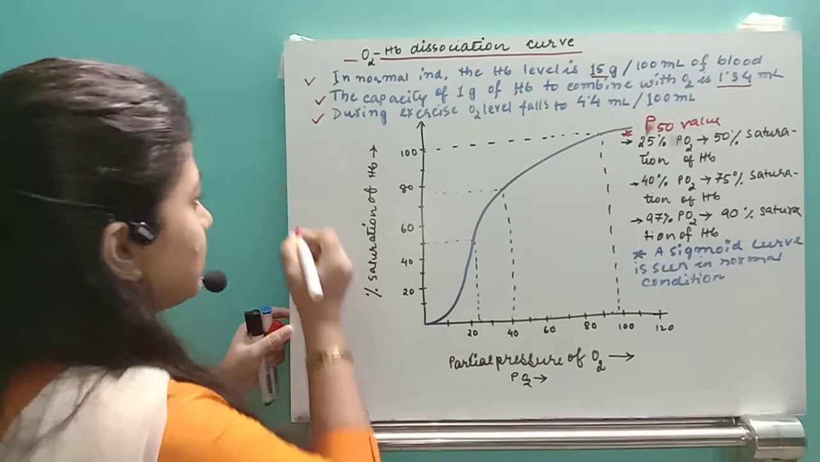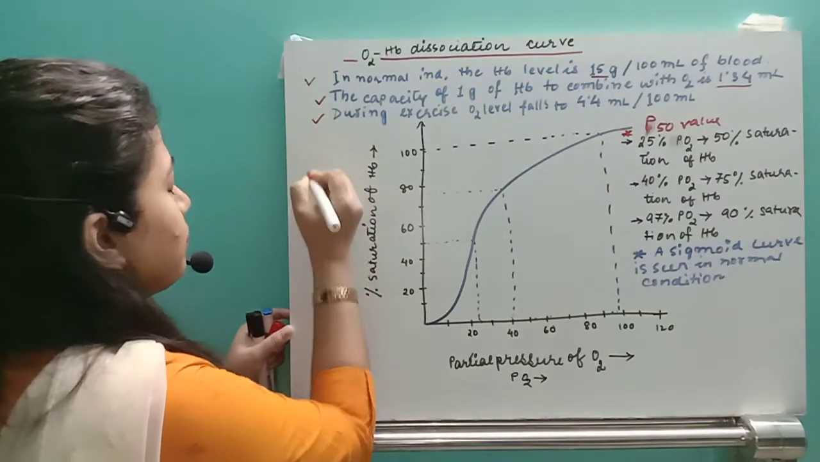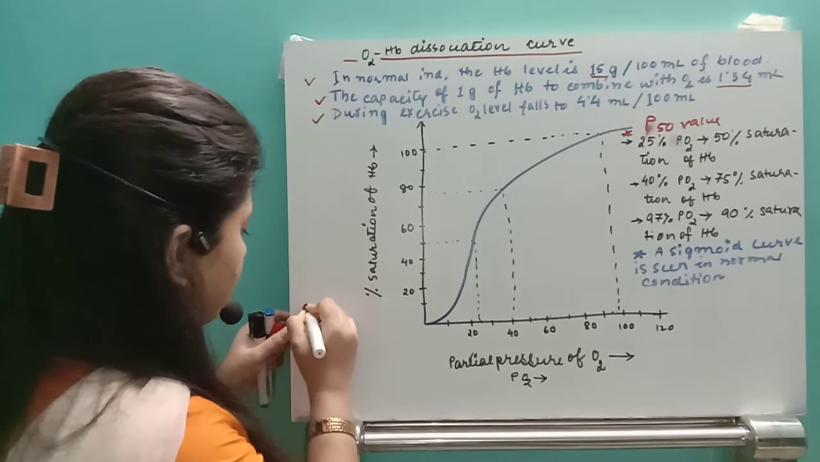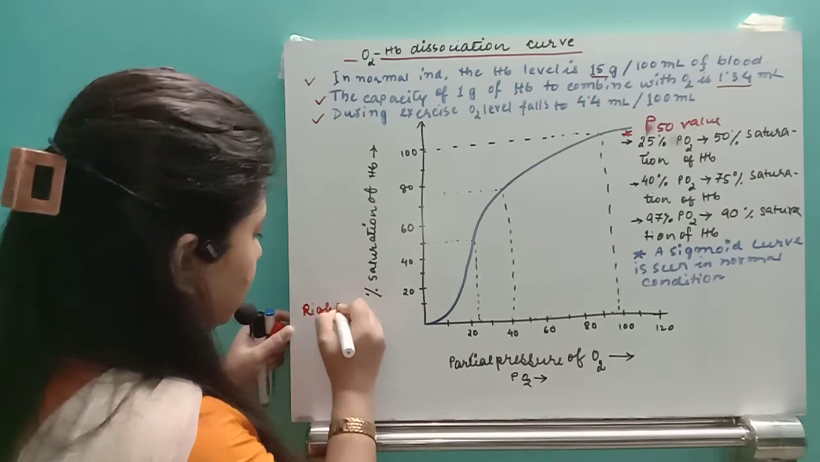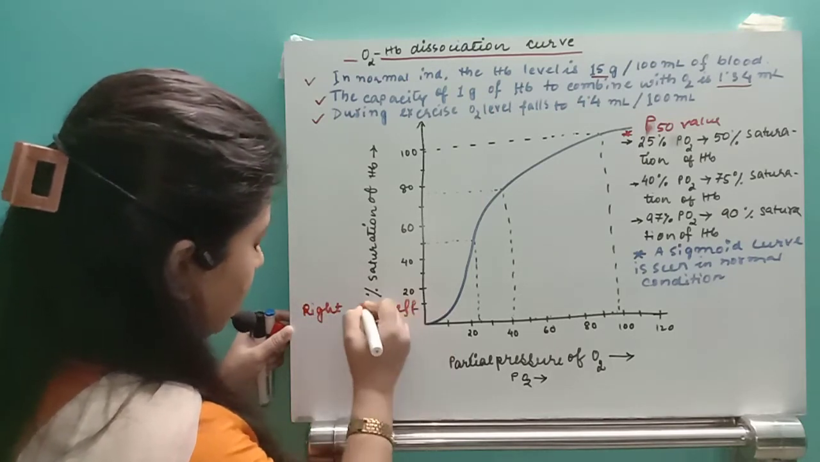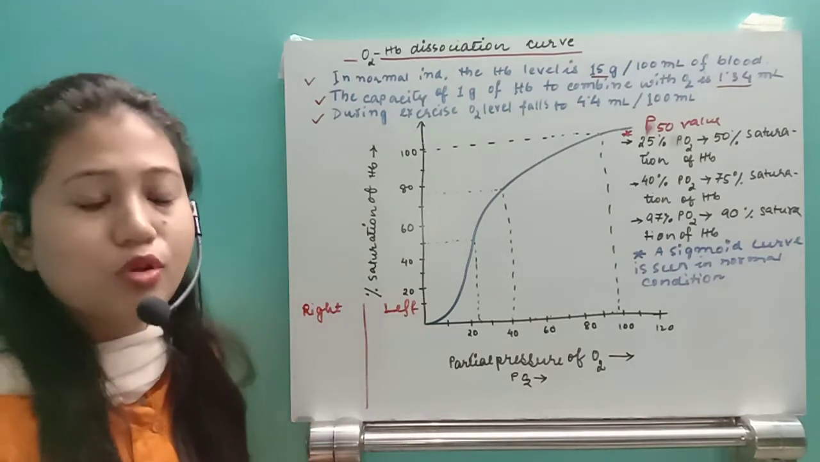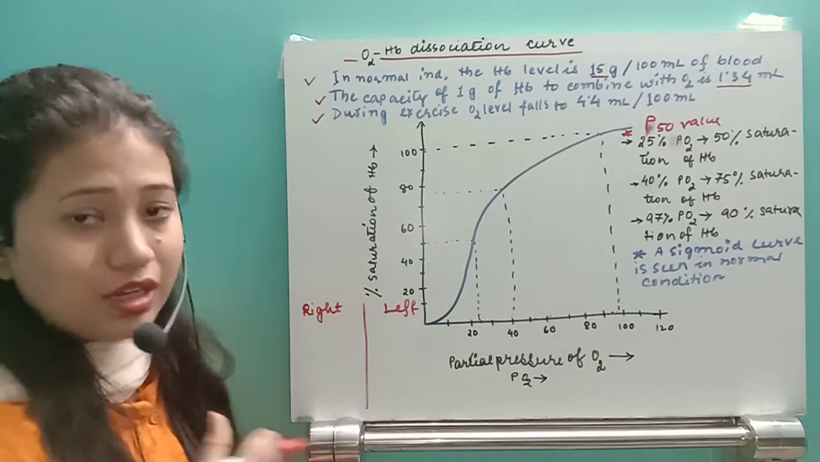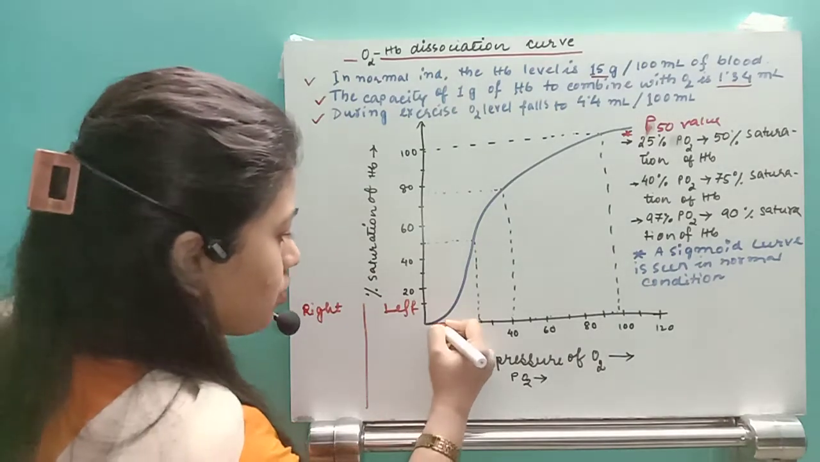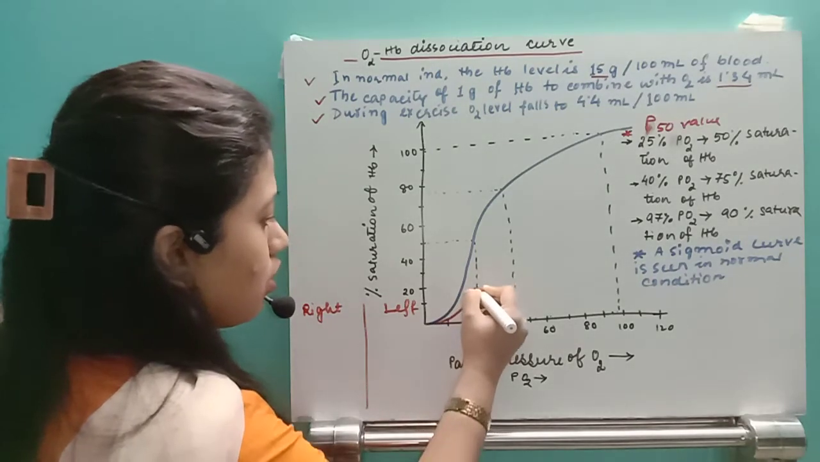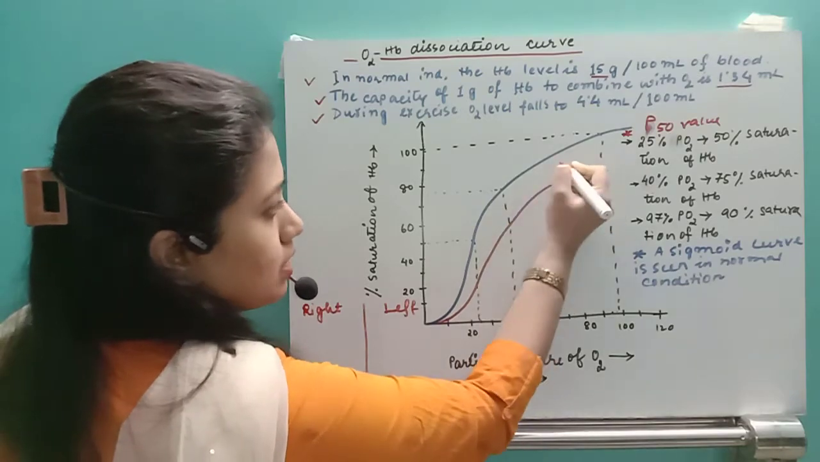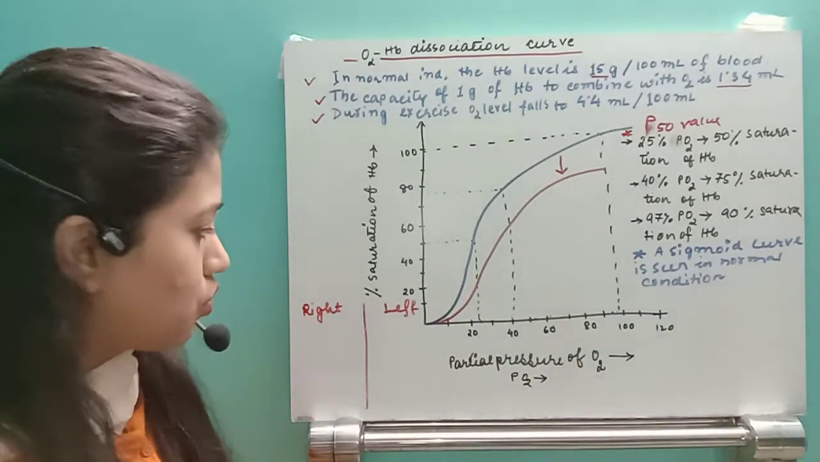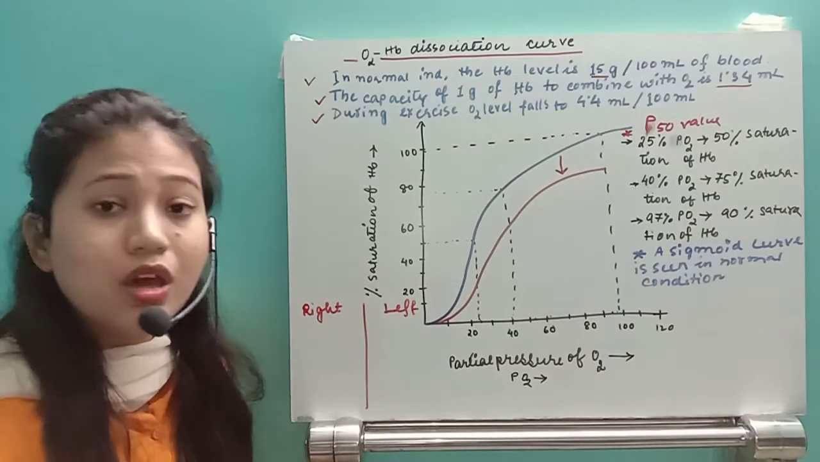Okay, so here we will see this is the right shifting, and here we will see the left shifting. So when will the oxygen hemoglobin curve shift to the right or to the left? Whenever the curve shifts to the right, it will look like this. This is shifting to the right, and under what conditions will this curve shift to the right?